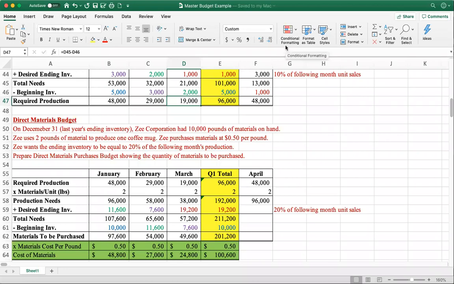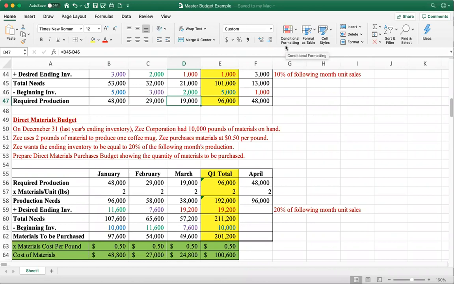Now we move on to the direct materials budget. On December 31st, Z Corporation has 10,000 pounds of materials on hand. Z uses 2 pounds of material to produce 1 coffee mug. Z purchases material at 50 cents a pound. Z wants the ending inventory to be equal to 20% of the following month's production. Prepare a direct materials purchases budget showing the quantity of materials to be purchased.